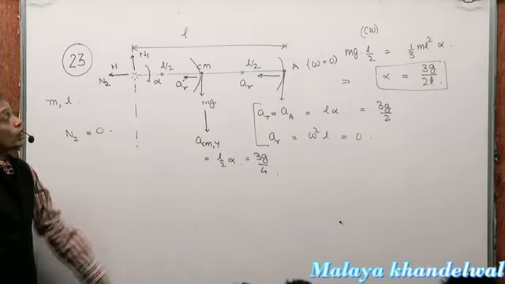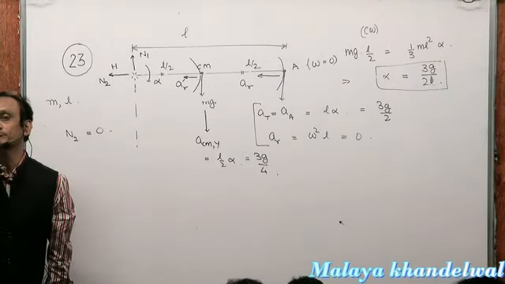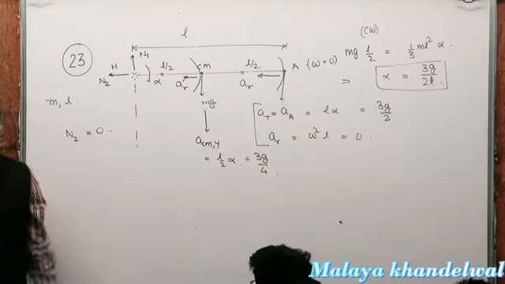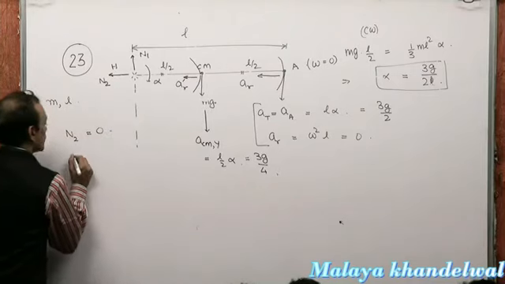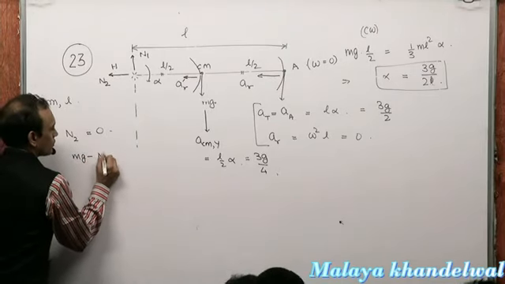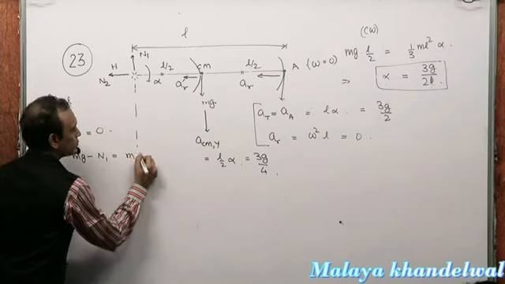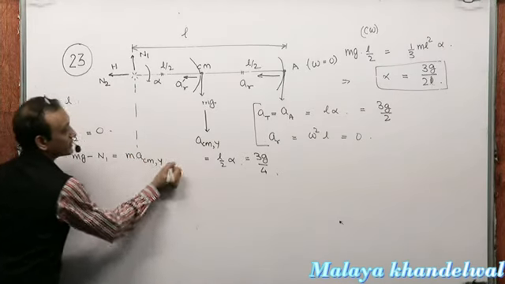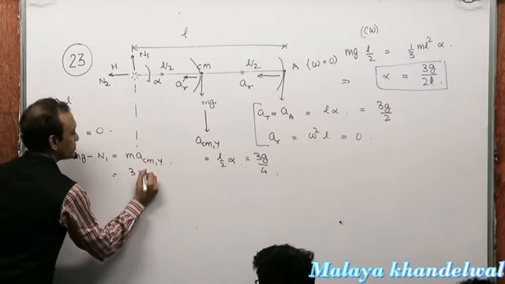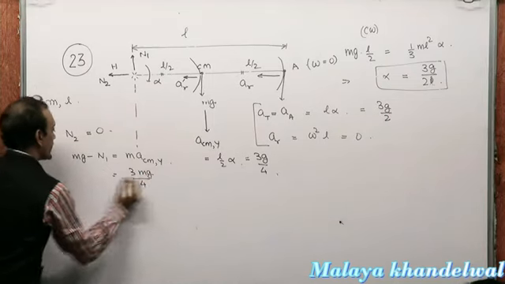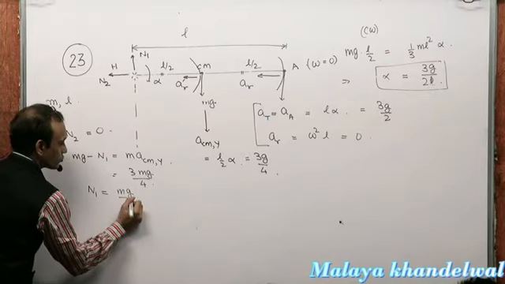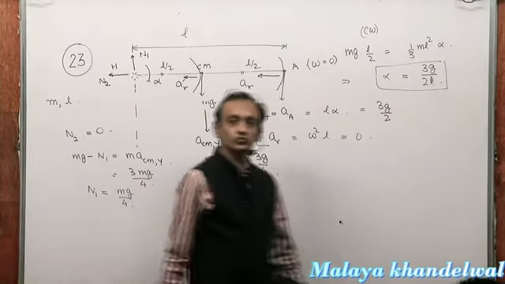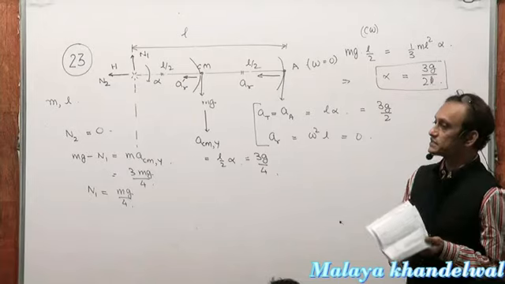That's the vertical axis. What causes vertical acceleration of the center of mass? Net of all vertical forces, mg minus N1. mg minus N1 is m times the acceleration of the center of mass in the vertical direction, which is 3mg by 4. So N1 at this instant of time is mg by 4, and N2 is 0 at this instant.